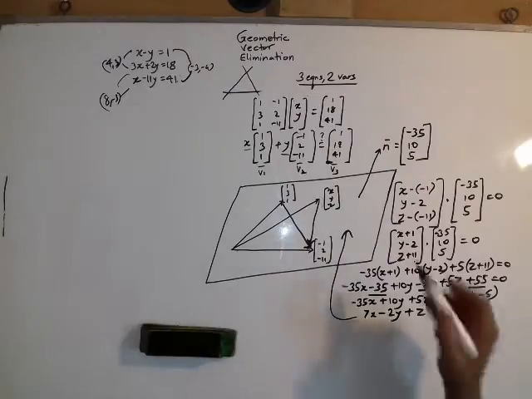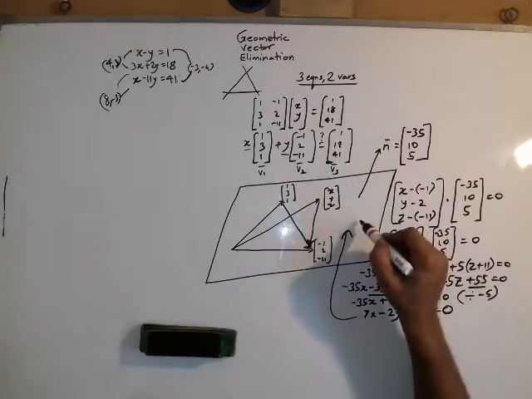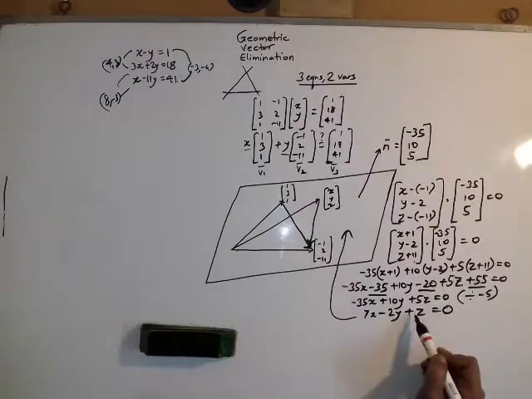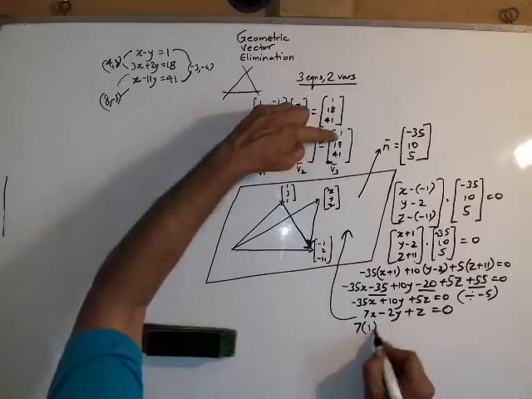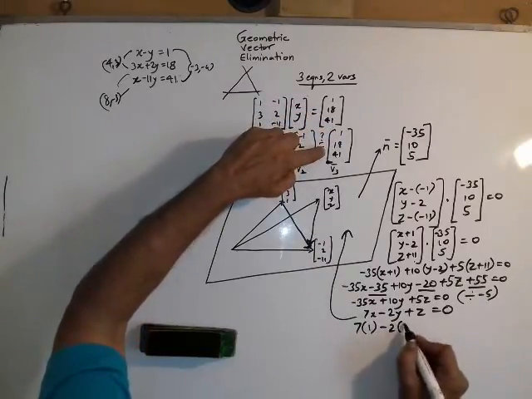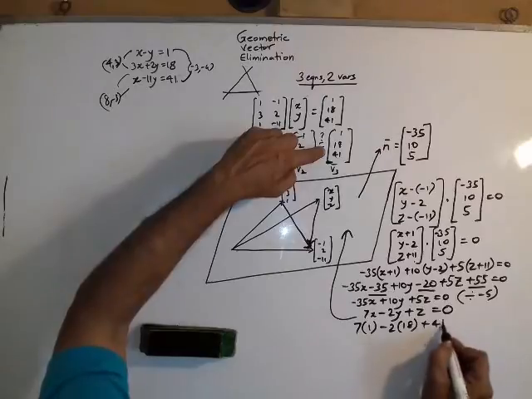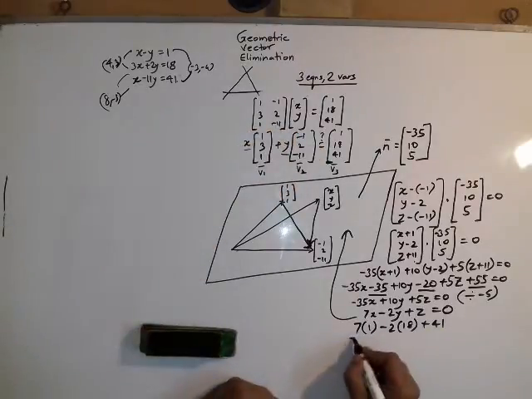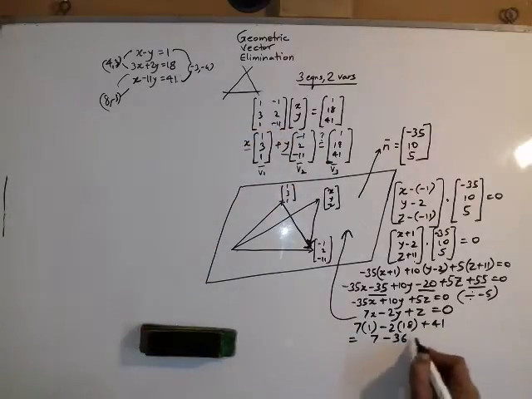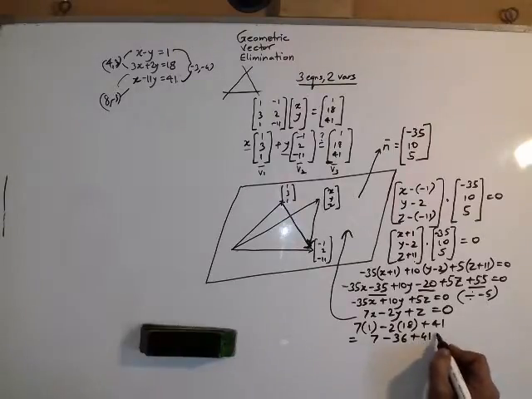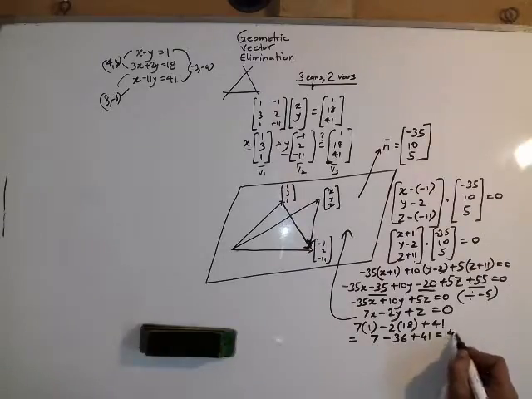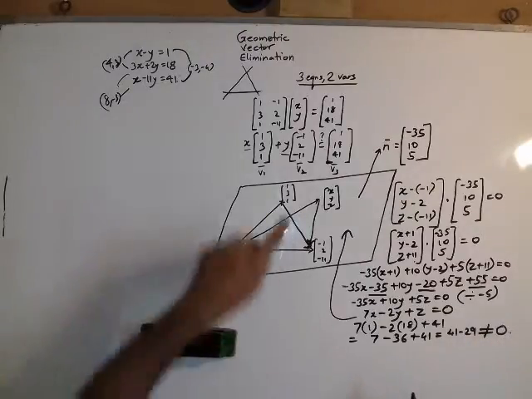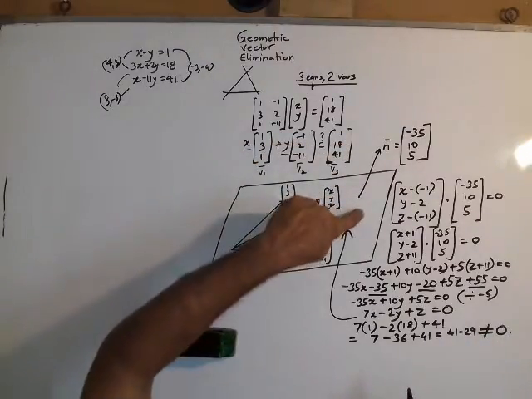Now, if this vector were to lie in this plane, it should satisfy the equation of this plane. So that's what I'm going to try. 7 into 1 minus 2 into 18 plus 41. This equals 7 minus 36 plus 41, which equals 41 minus 29, which clearly is not equal to 0. And hence I conclude that this vector does not lie in this plane.